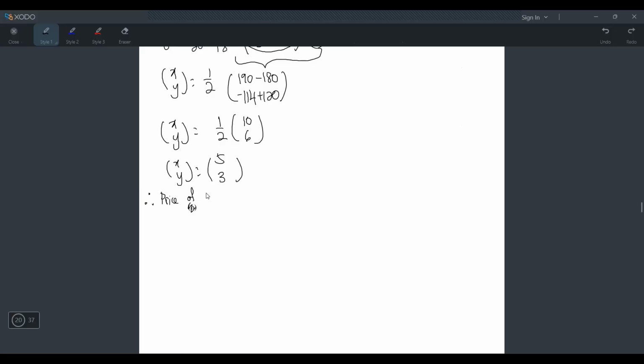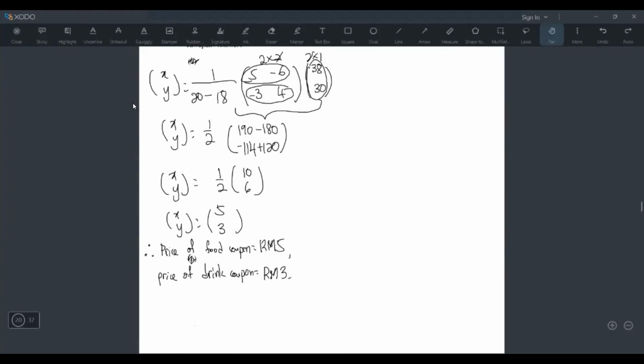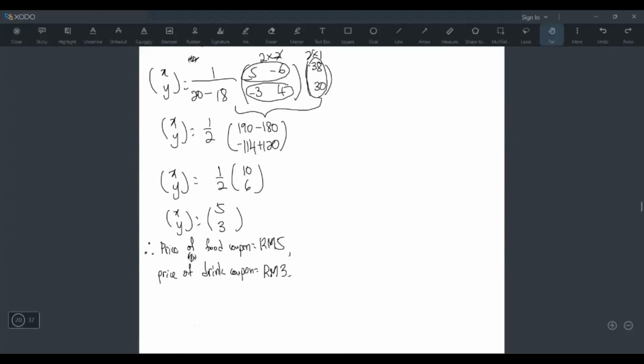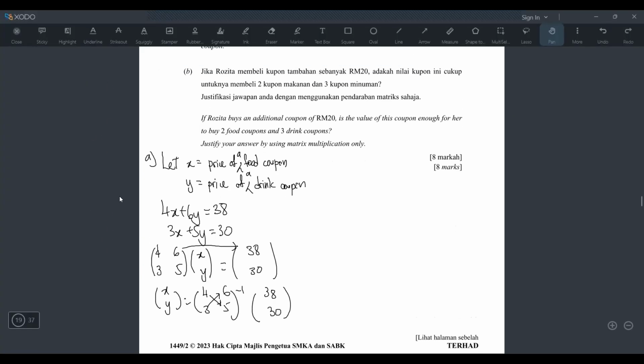Price of food coupon is 5 or 3? 5, and you have to write RM. And then next will be price of drink coupon is RM3. Okay, let me just double confirm. X is food, Y is drink. Is it X is food, Y is drink? Okay, yes, correct. Because I was afraid I had it the wrong way around. If I write drink 5 ringgit, food 3 ringgit, it's wrong also, right? So yeah, that's the one. We have to be careful.